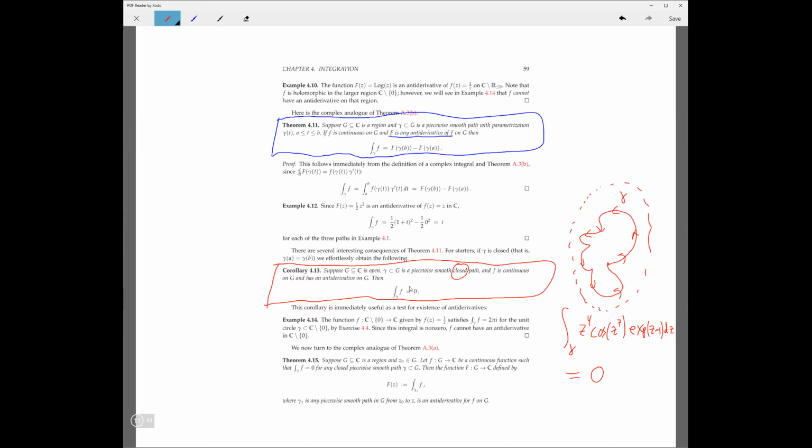And it also kind of, they say it's a test for existence of antiderivatives. I guess you can use it that way. What that means is if this is not 0, then it doesn't have an antiderivative on here. If it is 0, then it still might not have an antiderivative, but it could have an antiderivative. Who knows? You have to do something else. Okay.